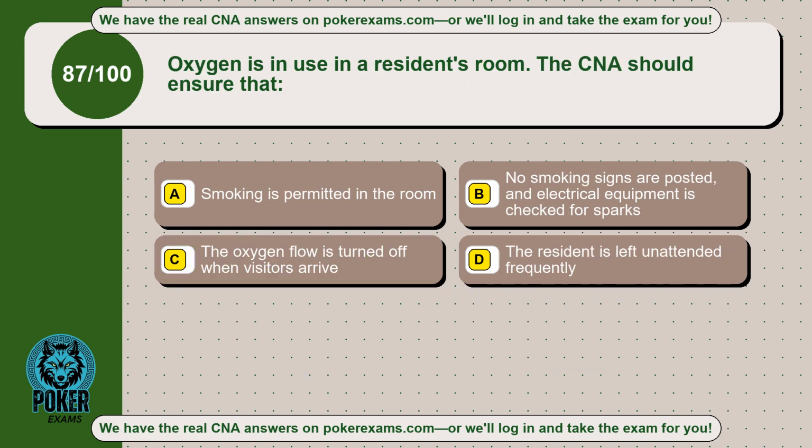Question 87. Oxygen is in use in a resident's room. The CNA should ensure that: Option A, smoking is permitted in the room. Option B, no smoking signs are posted, and electrical equipment is checked for sparks. Option C, the oxygen flow is turned off when visitors arrive. Option D, the resident is left unattended frequently.